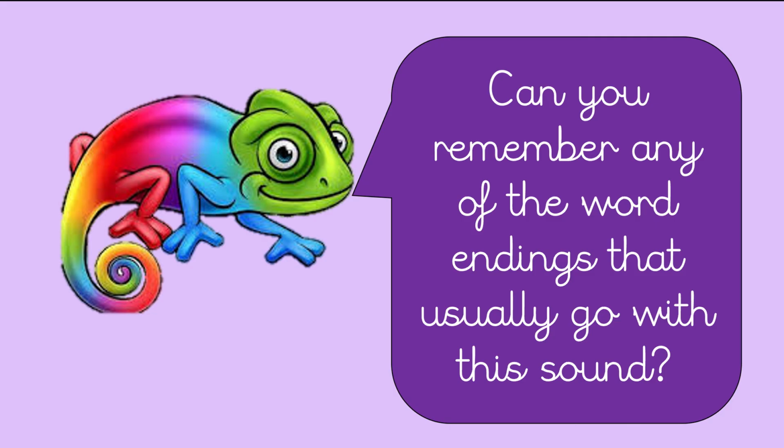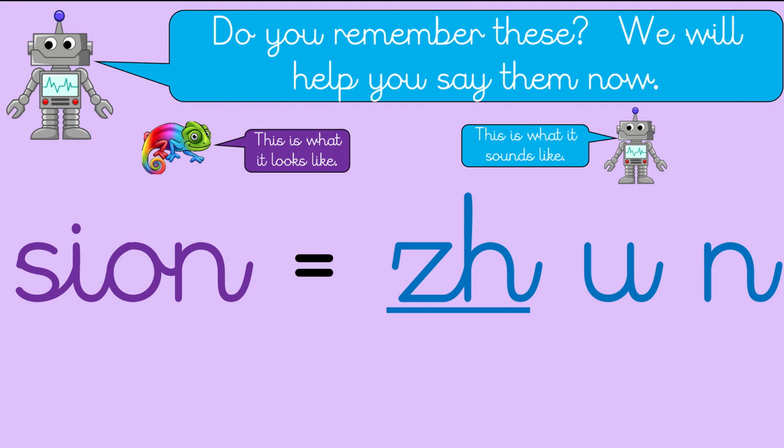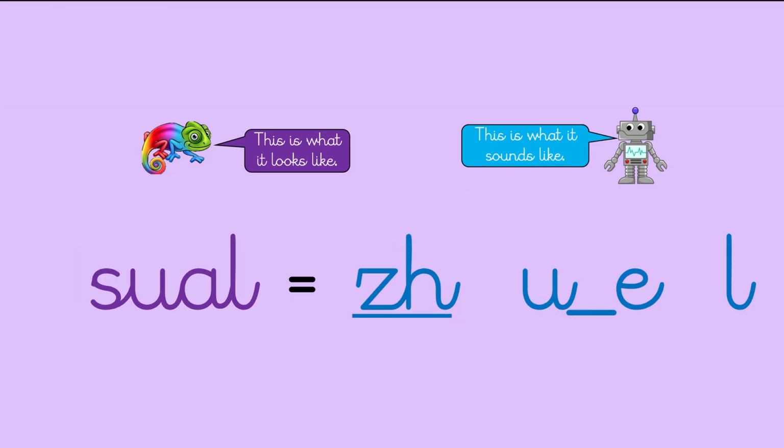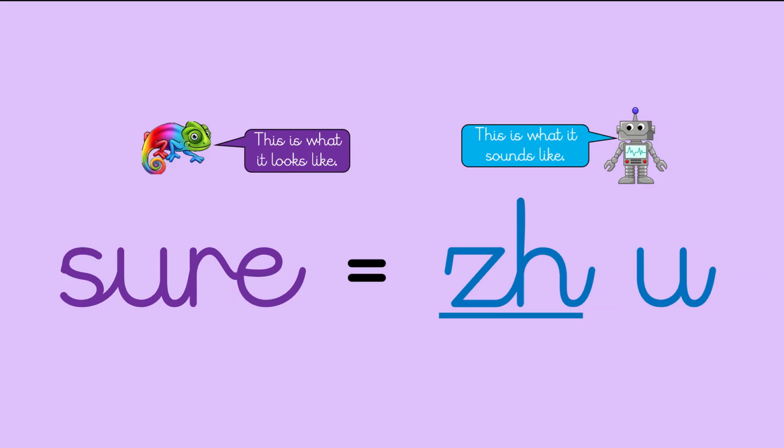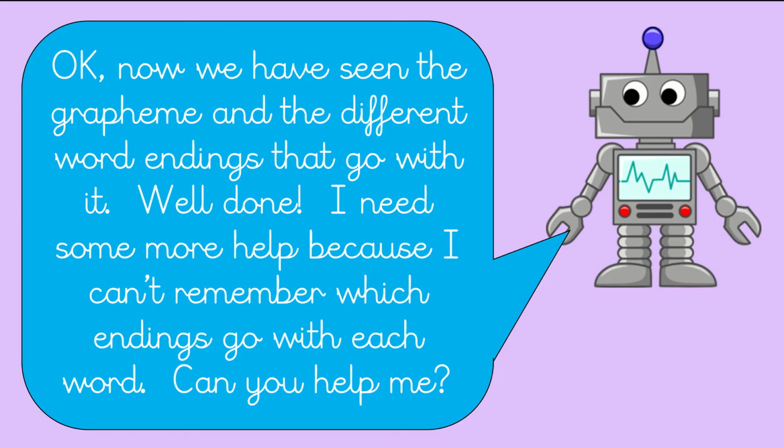Okay, so I think I can remember them. I'm just trying to remember. They were sure, sion, and the last one was sual, I think. So let's have a look. Yeah, so this one was sion. The S, the U, the A, and the L was sual. And the S, the U, the R, and the E was sure. So let's see what we've got next.